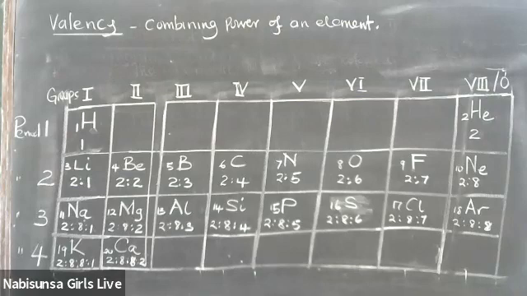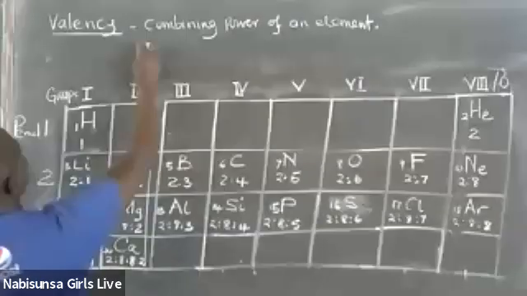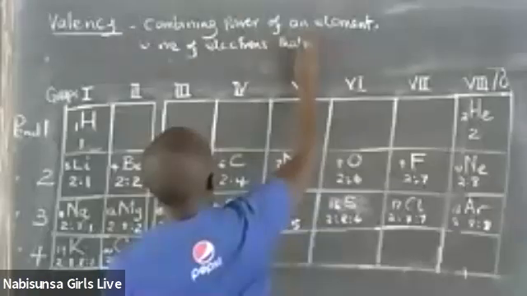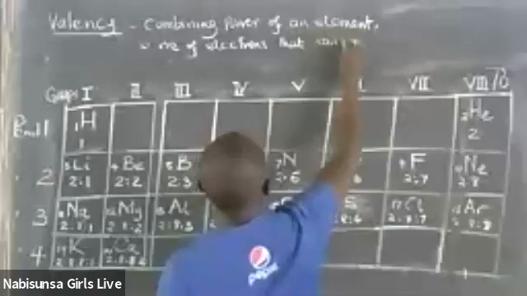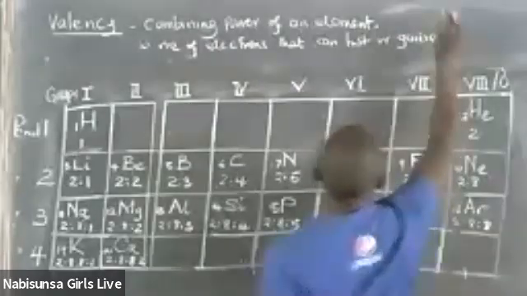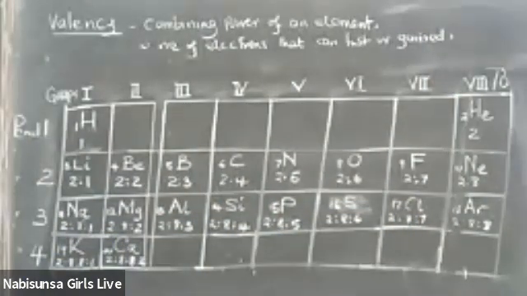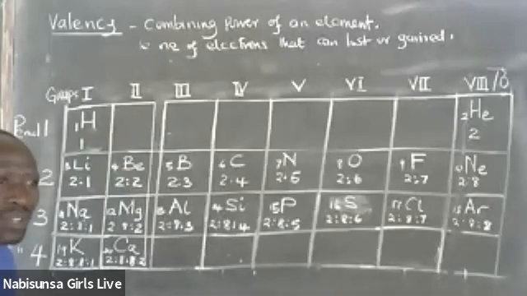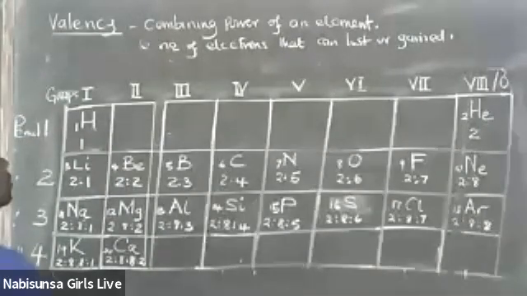It means the number of electrons that can be lost or gained by an element. Number of electrons that can be lost or gained is the combining power. And losing or gaining electrons means getting involved in chemical reactions. Number of electrons that can get involved.